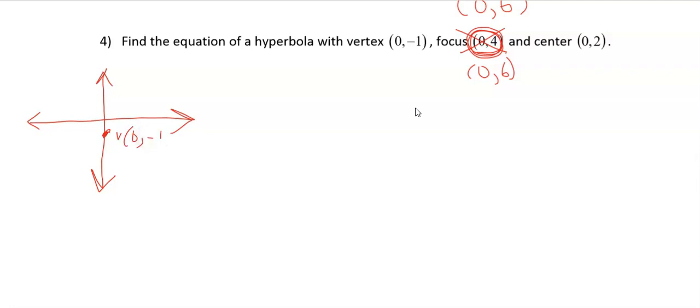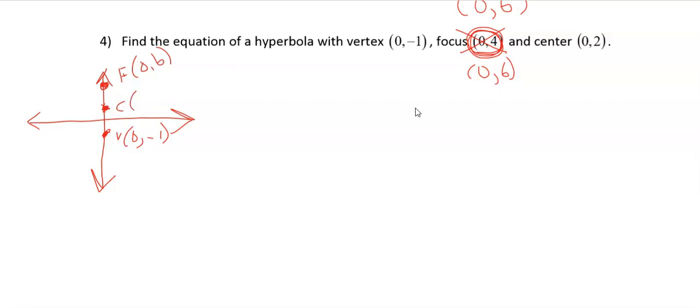I wish I had a better stylus. There's your vertex, something like that. Now I'm telling you that the focus is at (0, 6). Well, that's up above here. This one opens upward. So your focus is approximately there, and that's at (0, 6). So I've got a vertex, and I've got a focus. Now notice where you're told the center is. It's at (0, 2). So it would be up 2 blocks, approximately there. There's your center. See that?